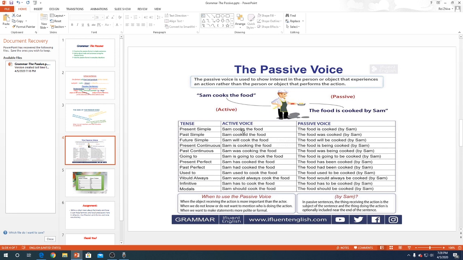In present simple, Sam cooks the food. The food is cooked by Sam.